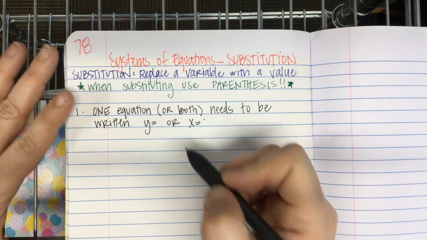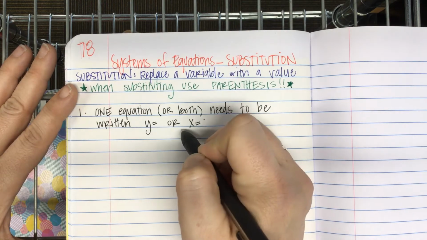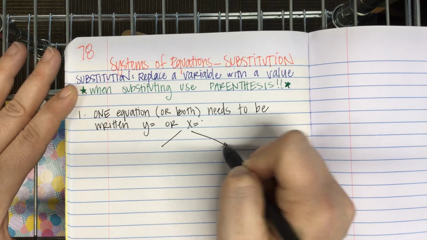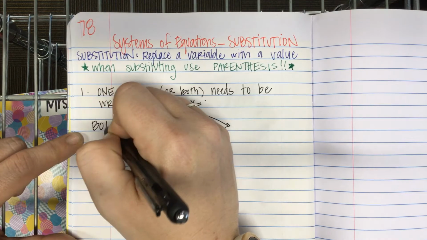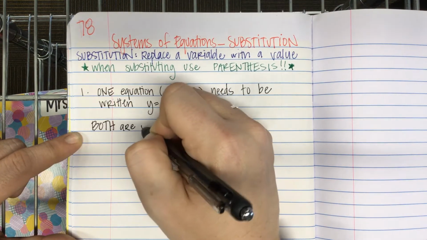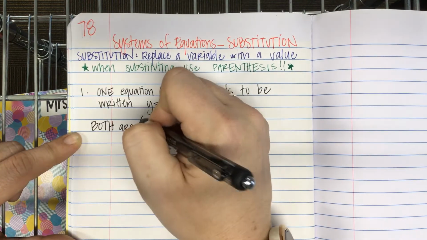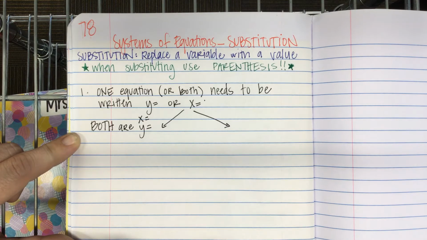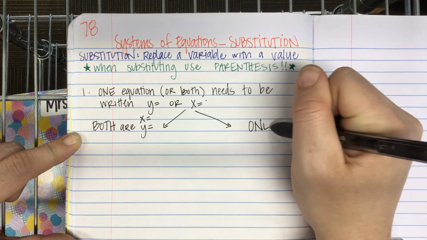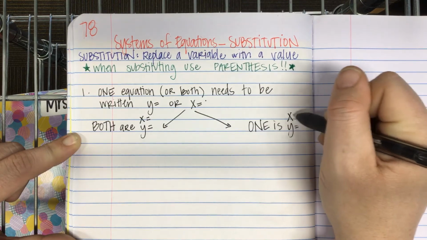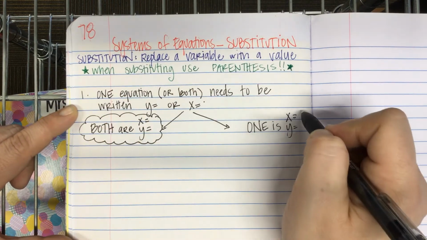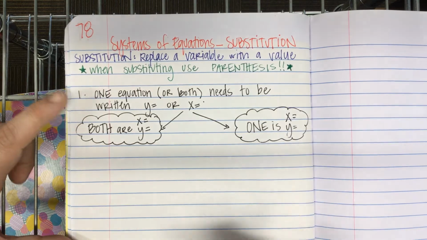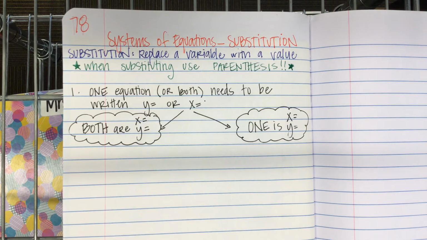Now this is where we kind of diverge. Are you ready? So I'm going to draw kind of like a choose your own adventure type situation here. If both are y equals or x equals, and over here if one is y equals or x equals. See what I'm doing? If none of them are y equals or x equals, you need to make one of them become y equals. Good?